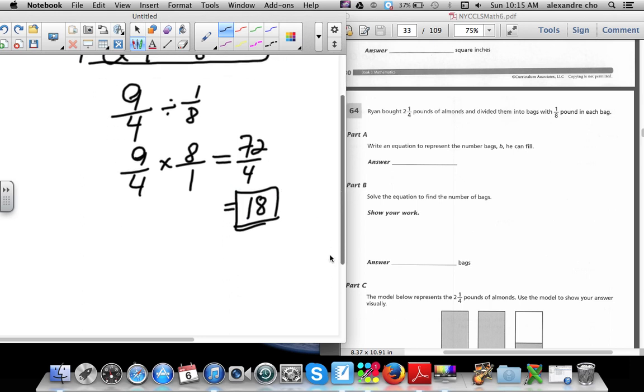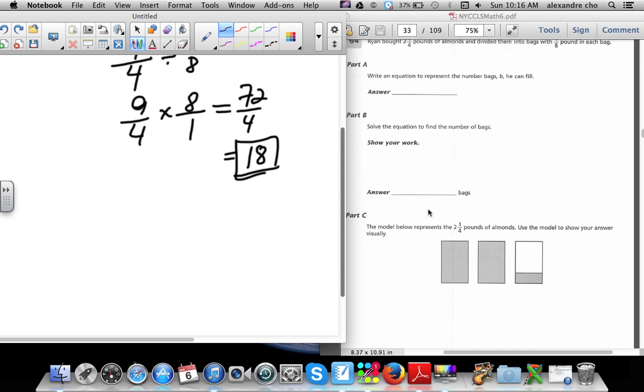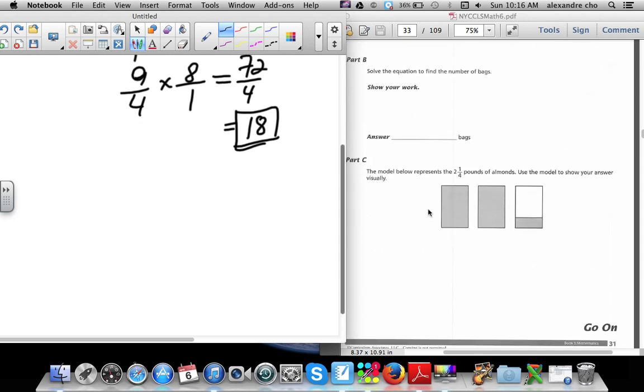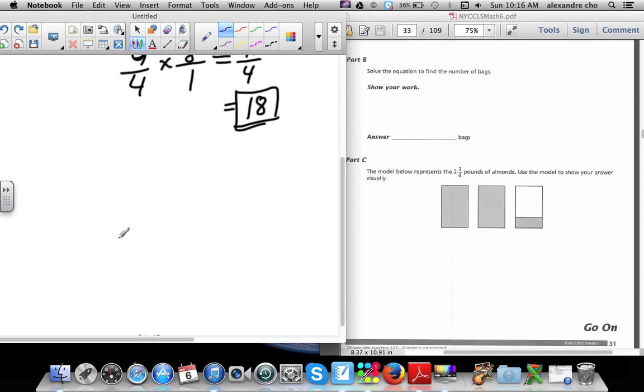Part C. Ooh, modeling. Careful here. If you follow the videos this week, we did a day on division. And they want... The model below shows 2 1/4 pounds. Use the model to show your answer. Okay, so you got 2 1/4 pounds, and you want to divide it by 1/8.